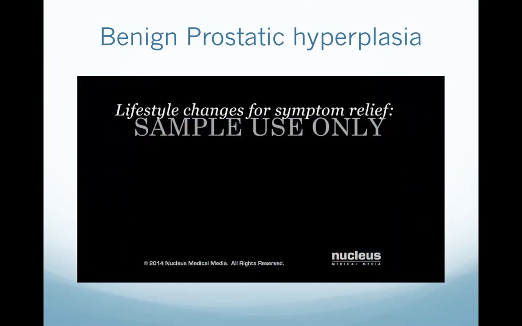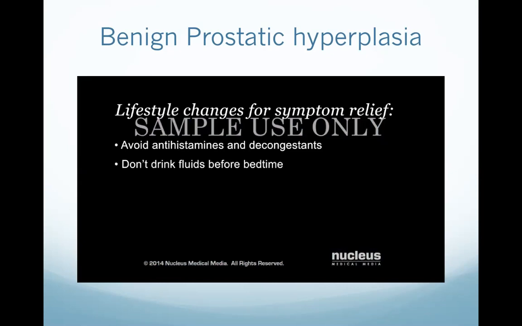You can't prevent benign prostatic hyperplasia, but the following lifestyle changes can make your symptoms less severe. Avoid medication that can make it harder for you to urinate, such as antihistamines and decongestants. Stop drinking fluids for a few hours before bedtime. Avoid drinking alcohol or fluids that contain caffeine. Try to empty your bladder by double voiding. To double void, urinate, wait a few minutes, and then try to urinate again.